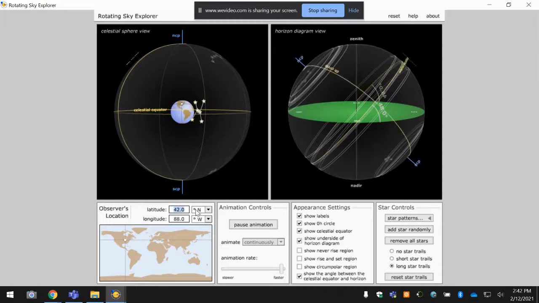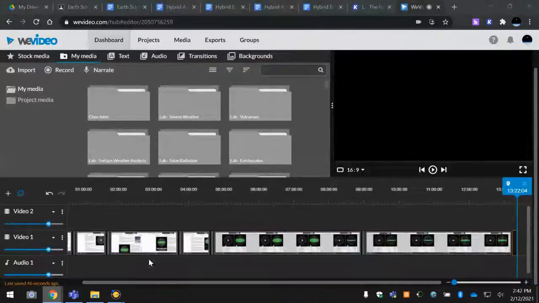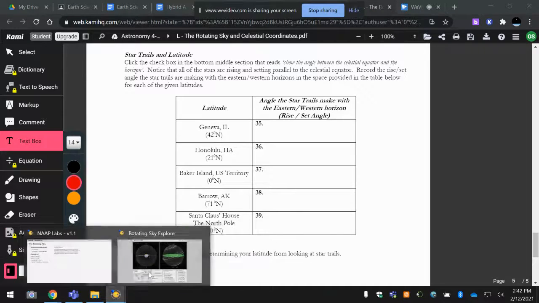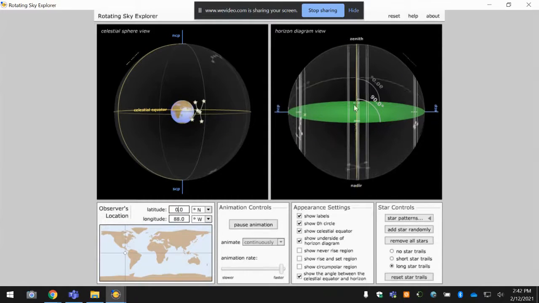Let's go to Honolulu, Hawaii here. 21 degrees north. The stars rise set angle is 69 degrees. Barrow, Alaska, 71 degrees. I'm gonna have to go back and look. Oh shoot, Honolulu 21 degrees, Baker Island 0 degrees, and then Barrow is 71 degrees. So here we go. Let's go to 0 degrees first. Stars rise and set at an angle of 90 degrees here on the equator at 0 degrees latitude.